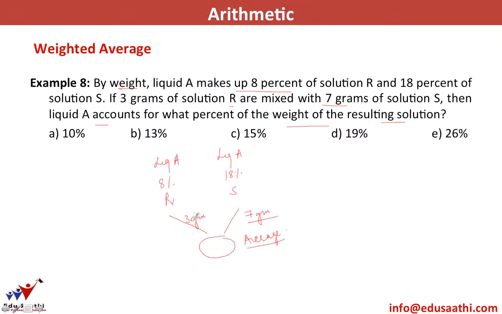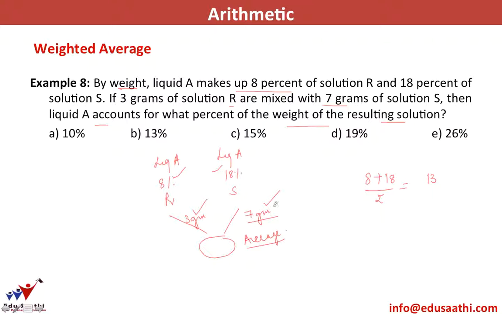So now if I look here, the contributions are not equal. I'm not taking equal weights from solutions R and S. I'm taking 3 grams and I'm taking 7 grams. So I cannot take a simple average of 8 and 18 and say that is my answer. If I take the simple average of 8 and 18, just for simplicity, that comes out to be 13.